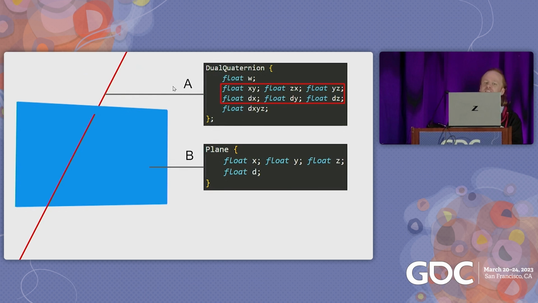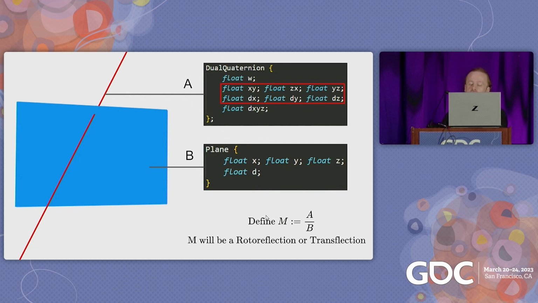First, we're going to label the line as A and the plane as B. The line is the middle six, it's a dual quaternion. If you wanted to do a 180 rotation around this line, that would be the same thing as this, that would be this dual quaternion. So it's the line part of a dual quaternion, and this plane is obviously represented in this way. We define M equals A over B, which we know how to do because we've seen how to divide most things.